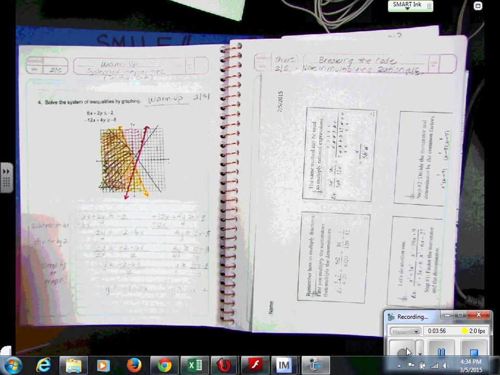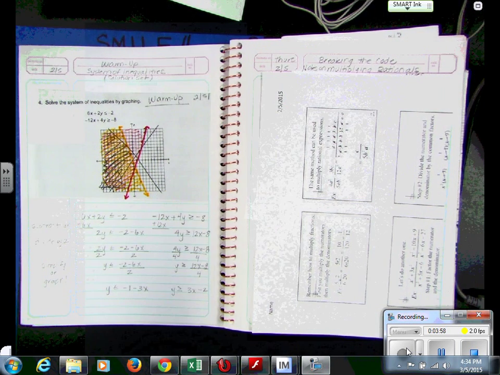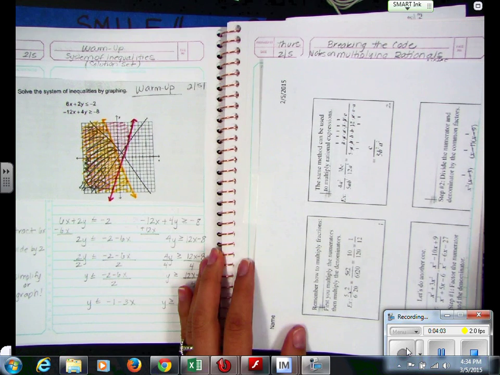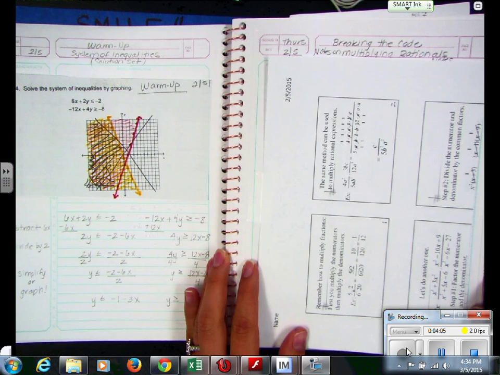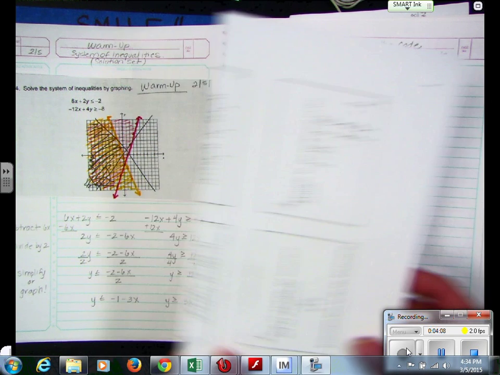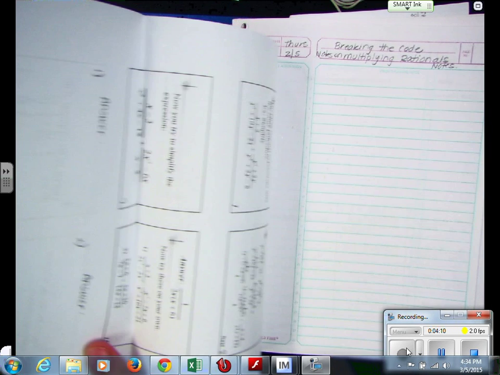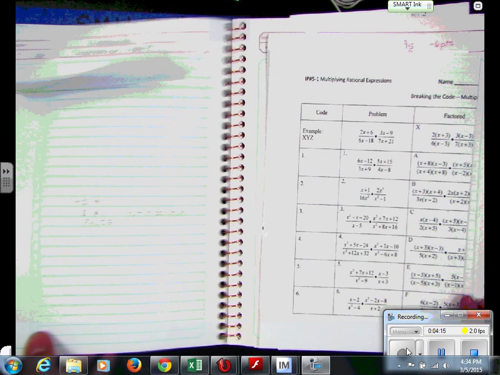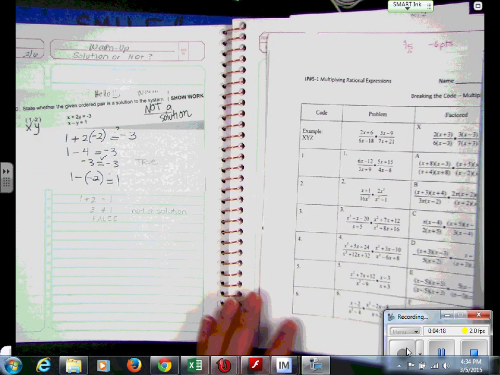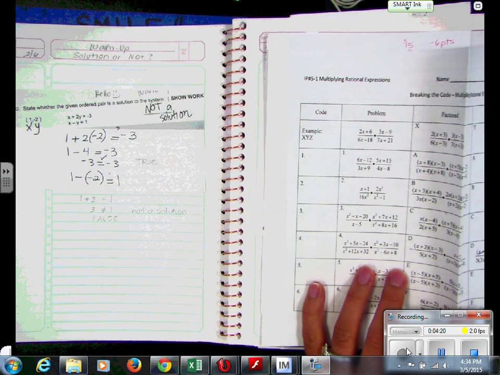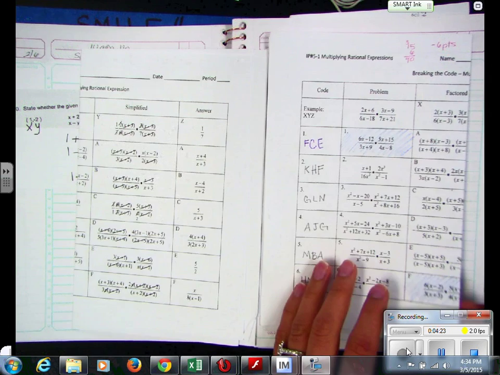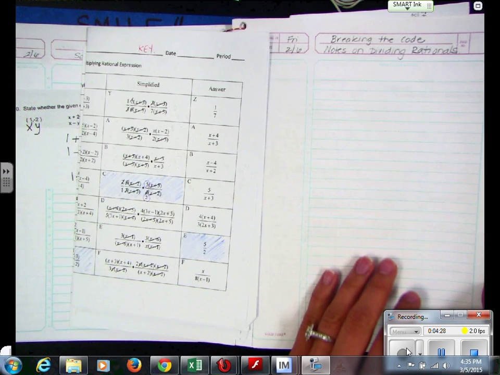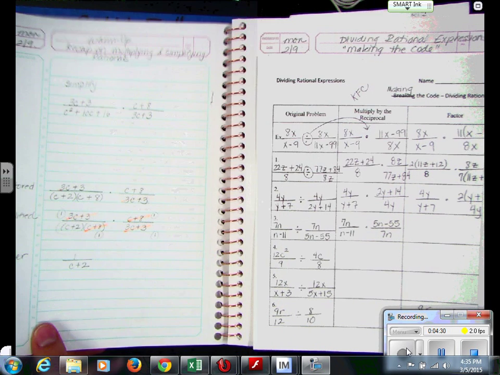Then we go to the back side of that page. We do have another warm-up on systems of inequalities, but we also have notes on multiplying rational expressions. I'm trying to make it fit in the page, but I really can't. So these are some of the notes that we took, and it was a back page as well. After that, the next day, we had another warm-up about determining whether something was a solution or not, and then we started on breaking the code with our group. You got a group grade for this. One person in your group got the grade, so you should also record that grade down.